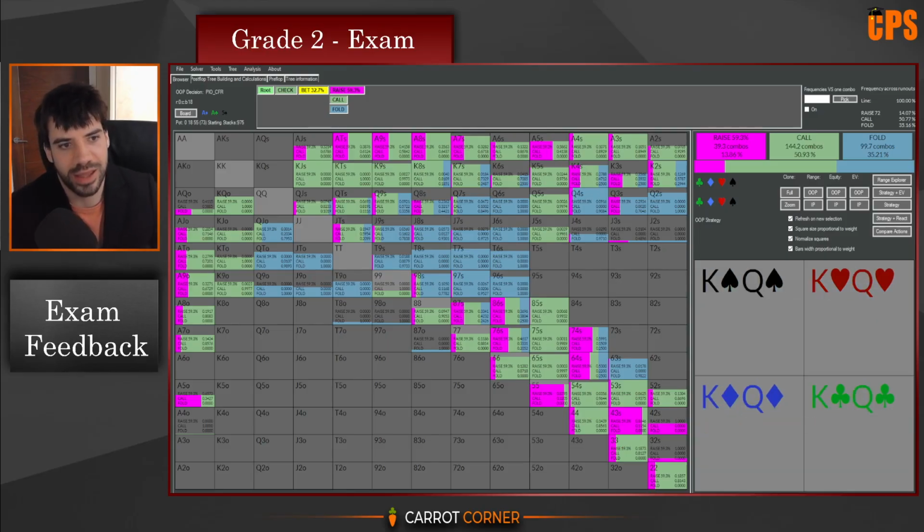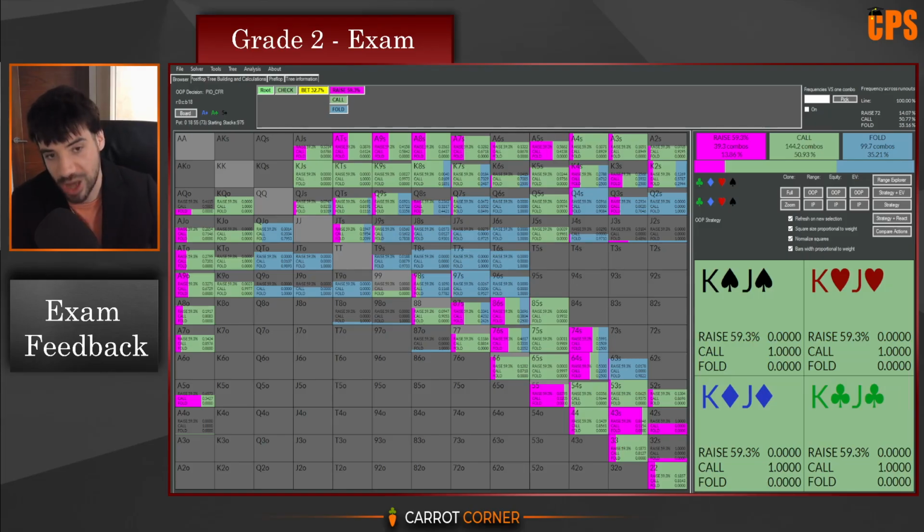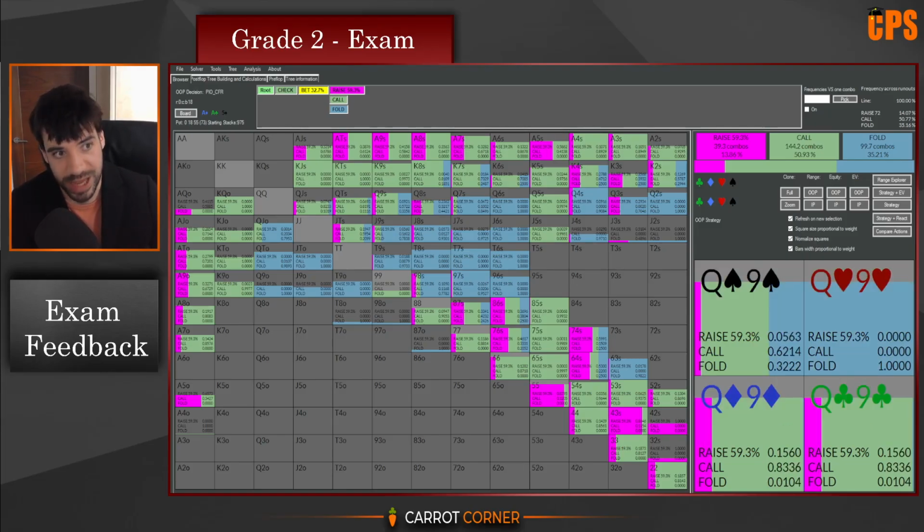That's why you see a hand like King Jack never folding here, but Queen 9 of spades will be. King Jack will never fold even if it's hearts, but Queen 9 will fold sometimes with spades. So what's going on in this situation? Like, why are we so adverse to continuing with this backdoor? It's a bit flimsy.